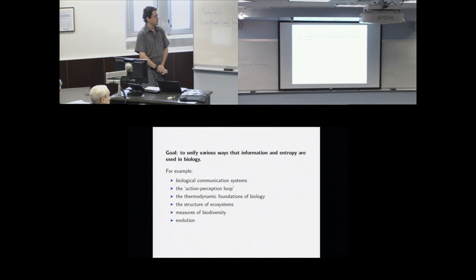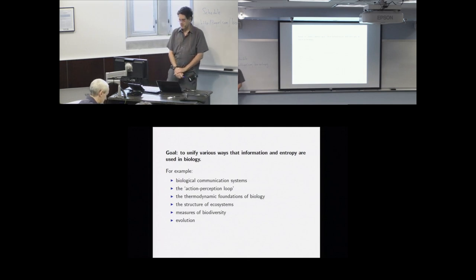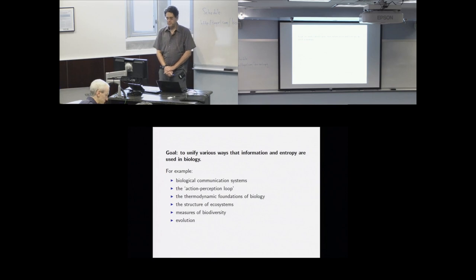So the goal of this workshop, incredibly ambitious as it is, is to unify various ways that information and entropy are used in biology. And there's really quite a number, and I'm probably leaving a bunch out. People working on biological communication systems use information theory as a tool based on the premise that since biology is always optimizing things, you might be able to use the quantitative notion of information as a way to make predictions about how biology will behave in its attempt to optimize communications. And communication, of course, is occurring at many different levels in biology.